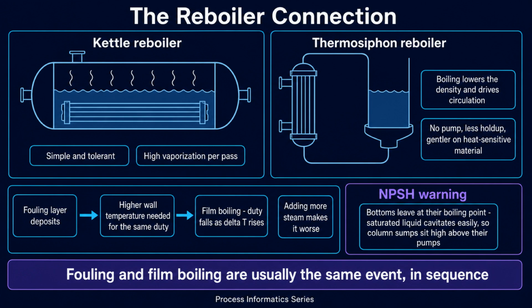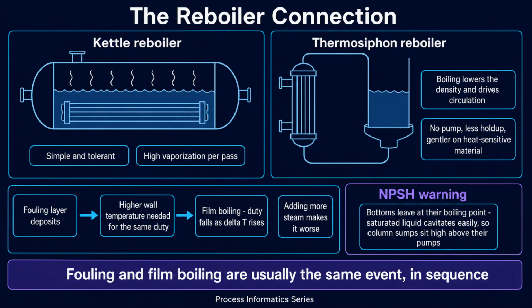A kettle reboiler submerges a tube bundle in a liquid pool inside an oversized shell and boils into the vapor space above. Simple, tolerant, and high vaporization per pass. A thermosiphon reboiler lets boiling lower the fluid's density and drive circulation from the column sump. No pump, less holdup, gentler on heat-sensitive material.